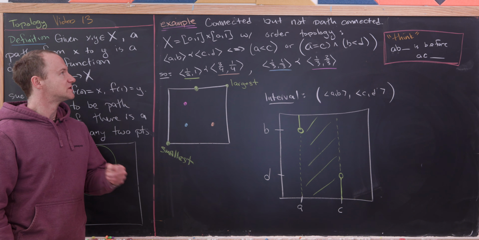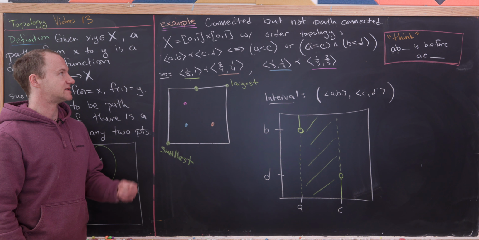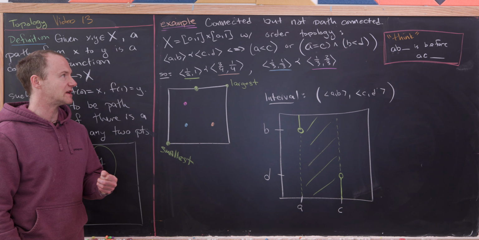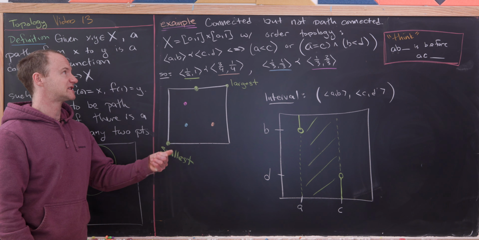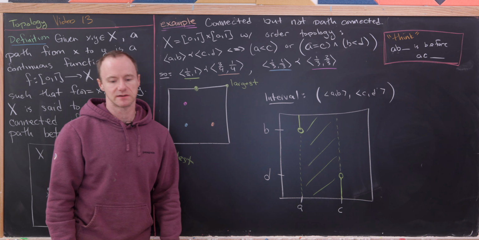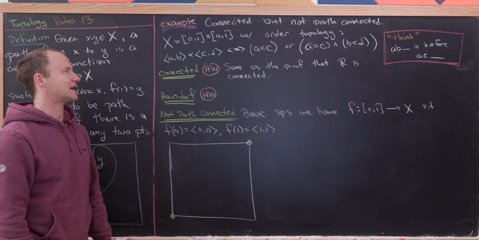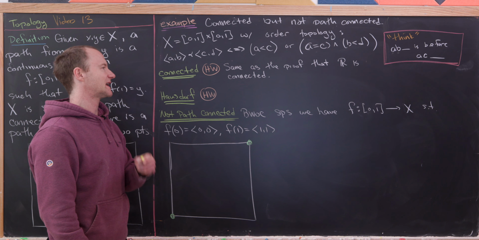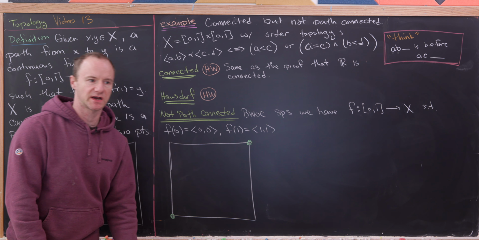Okay, cool. So now that we've seen this nice order topology put on the unit square, let's see how we can use it to show that this space is connected but not path connected. All right, so now let's dive into the proof that it's connected but not path connected, but I'm going to cheat a little bit here. To show it's connected, I'm going to leave that as a homework exercise.